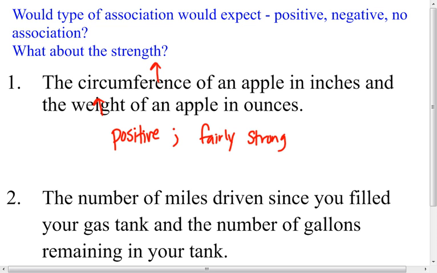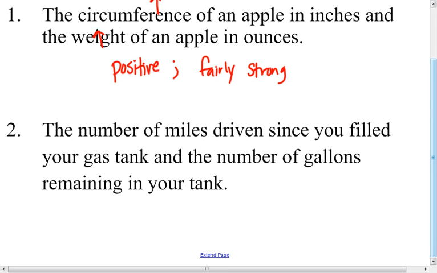Okay. Here we go, the number of miles driven. So if you've driven more miles and the amount of gas in your tank. So the more miles you drive, the amount of gas that you have left in your tank is going to go down. So here they grow opposite directions. One goes up while the other goes down, which means that there is a negative association. And again, I would say this is pretty strong. It's going to vary a little bit depending on whether you were traveling in town or on the highway in terms of how many miles per gallon you get. But certainly, the more you drive, the less gas you're going to have in your tank. So again, I would say that this is a fairly strong association.